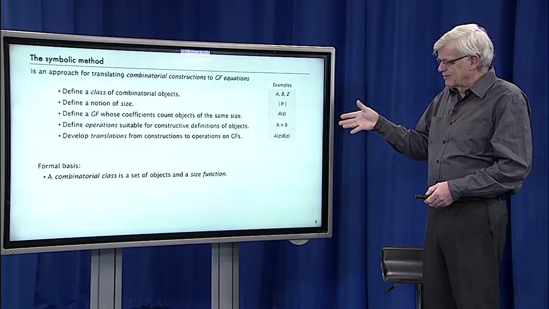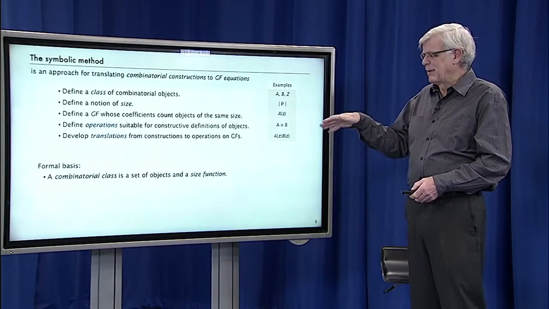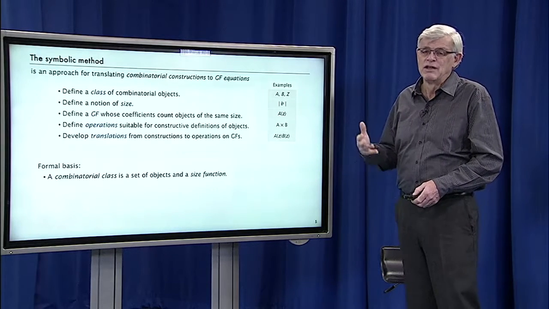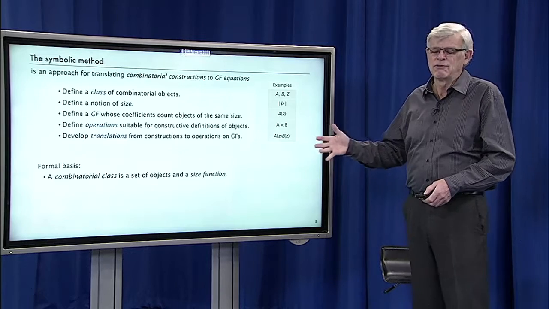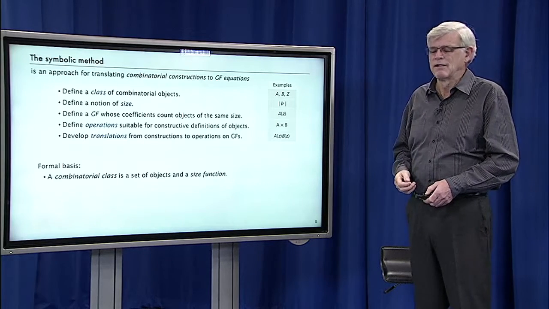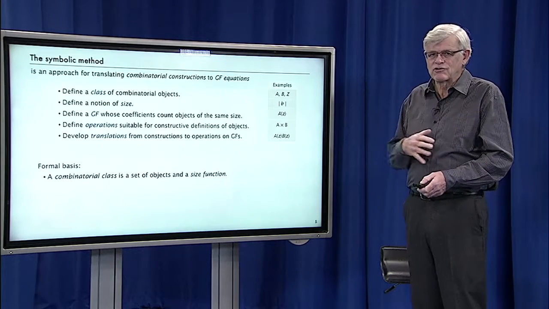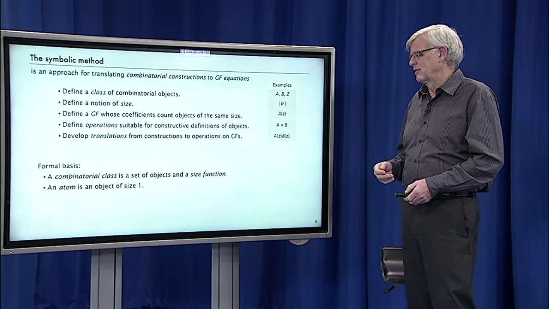Now we have to get started somewhere, so there's a very formal basis, and after these definitions we'll do examples, and you'll see the need for these, but it's a good thing to talk about them right at the beginning. So what is a combinatorial class? It's just a set of objects and a size function.